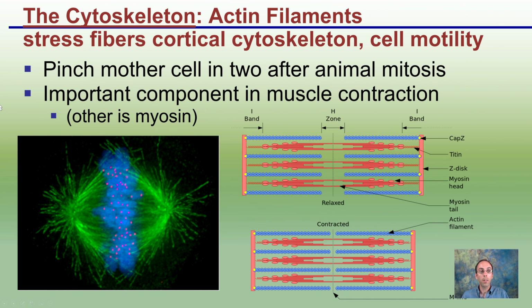Actin filaments can pinch the mother cell into two after animal mitosis. It's also an important component in muscle cells for contraction, along with myosin. These are very strong filaments. They're able to pull those cells apart during the mitotic process, and they're also important for your muscles when contractions occur, allowing that sliding filament theory to occur. Those have to be very strong to endure the stresses that those cells are under.